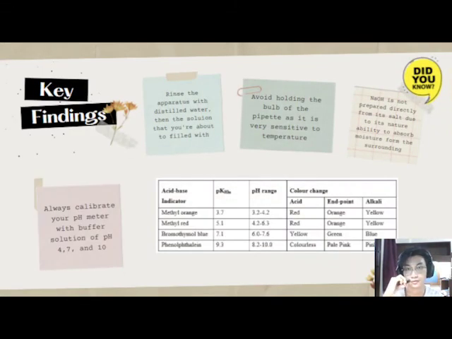Ultimately, here are a few key findings I would like to share with you. Firstly, remember to rinse the apparatus with distilled water, then the solution that you are about to fill with. Secondly, avoid holding the bulb of the pipette as it is very sensitive to temperature. Thirdly, always calibrate your pH meter with buffer solution of pH 4, 7, and 10. Last but not least, here's a little fact for you: sodium hydroxide is not prepared directly from its salt due to its natural ability to absorb moisture from the surroundings.